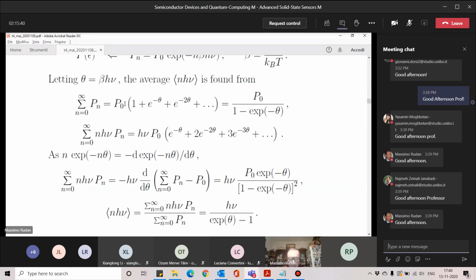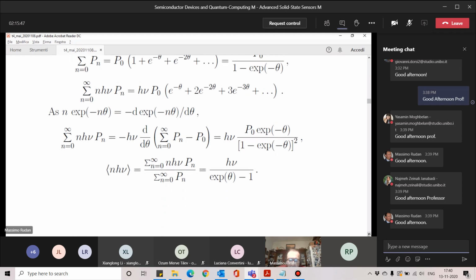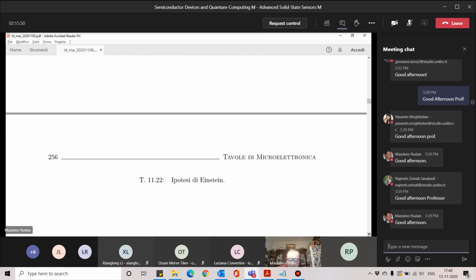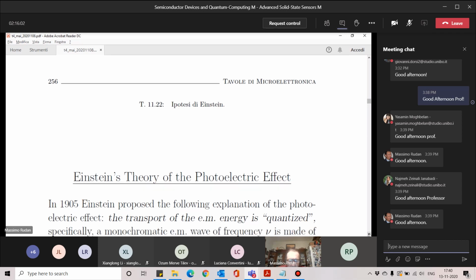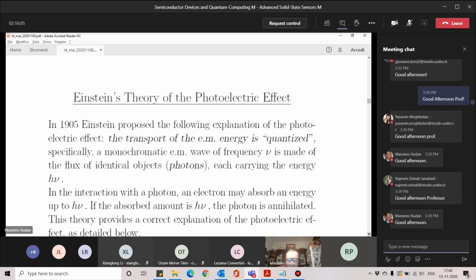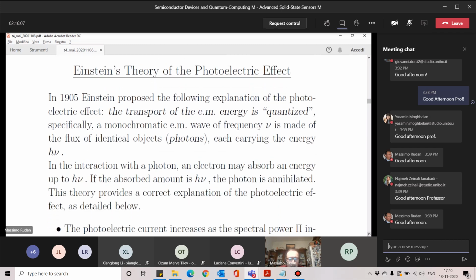We'll start now. After completing the description of the problem of the black body, we proceed with the explanation of the photoelectric effect. The explanation was given by Einstein in 1905, and it was expressed as follows: the transfer of the electromagnetic radiation, or energy, is quantized.